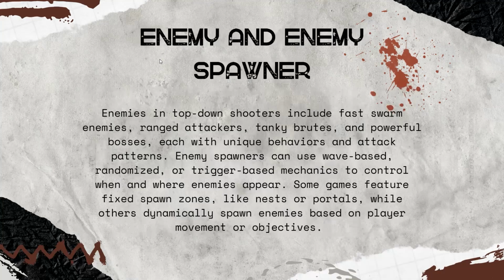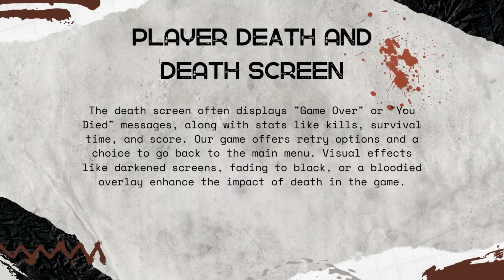Enemy and enemy spawner. Enemies in top-down shooters include fast swarm enemies, ranged attackers, tanking brutes, and powerful bosses, each with unique behaviors and attack patterns. Enemy spawners can use wave-based, randomized, or trigger-based mechanics to control when and where enemies appear. Some games feature fixed spawn zones like nests or portals, while others dynamically spawn enemies based on player movement or objectives.